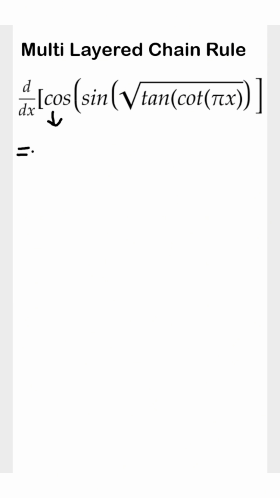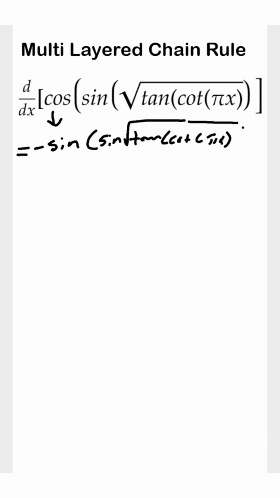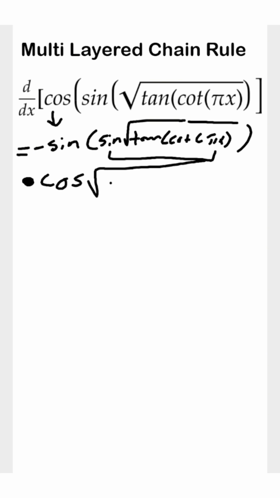We have the outside function of cosine. The derivative of cosine is just negative sine, but as I stated earlier, you keep the inside the same. So we have sine, square root, tangent, cotangent, pi x. Now we take the derivative of the inside, which is this part. In chain rule, you multiply by the derivative of the inside each time you differentiate. So now let's multiply by cosine, because the derivative of sine is cosine: cosine of the square root of tangent, cotangent, pi x.